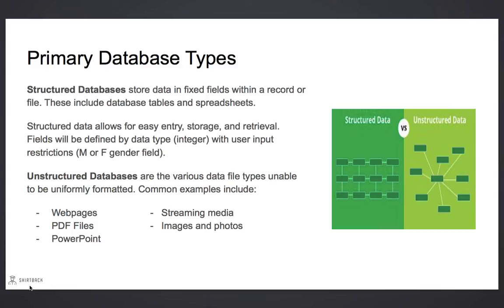Unstructured databases are the various data file types that cannot be uniformly formatted. Some common examples of unstructured databases would be web pages, streaming media, and PDF and PowerPoint files. In the screenshot to the right, you see a sample layout of a structured and unstructured data layout.